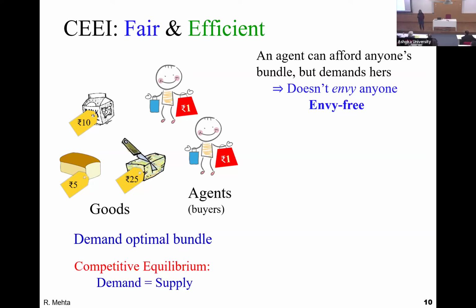Correct. But why can't I say I want your thing? I like it better than mine. We have the same buying power. I could afford your bundle. Why did I buy mine? Then I should not complain. Right? Because of the same buying power, it gives us envy freeness for free. Okay?